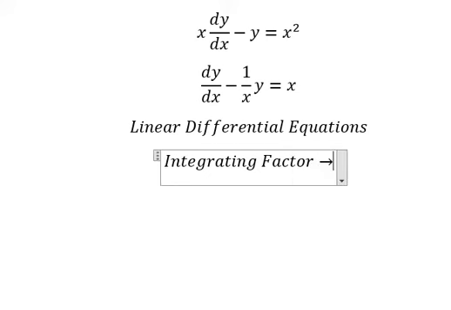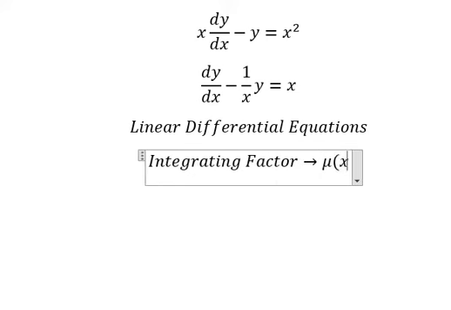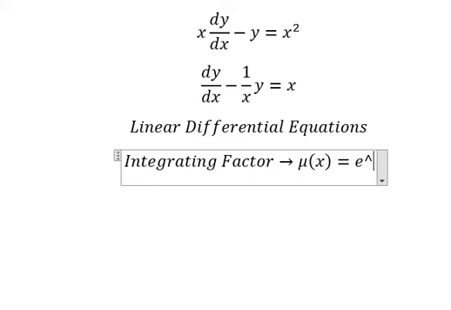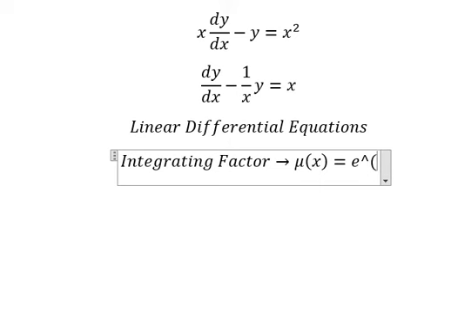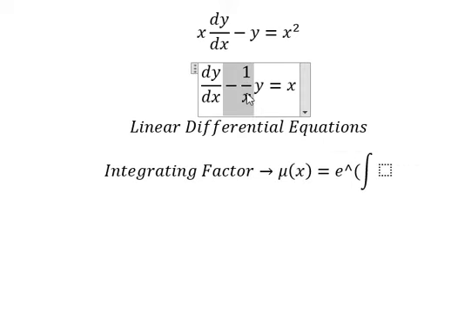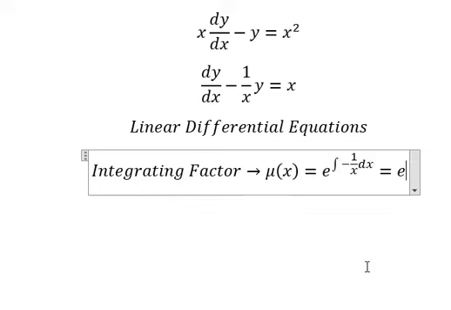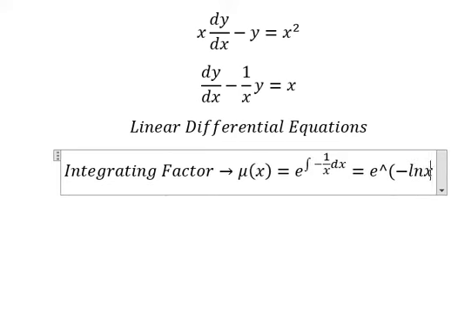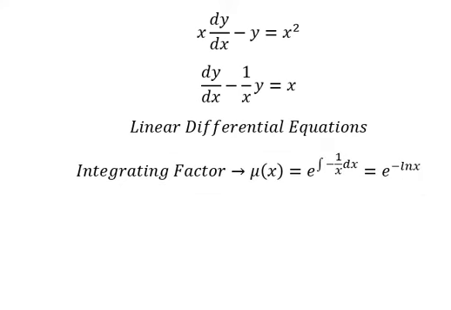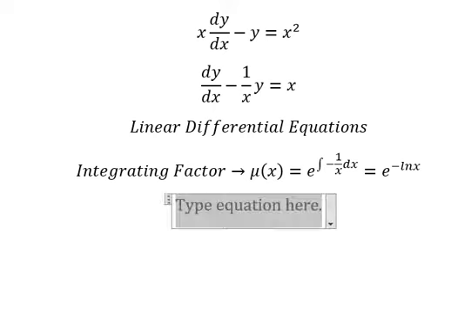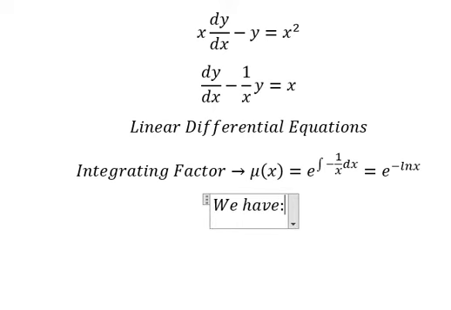So we need to find mu of x equals e to the power of the integration. So we see that negative 1 over x next to y. This is for the integrating factor. And we have it like this. And we know that we have the second formula in here.